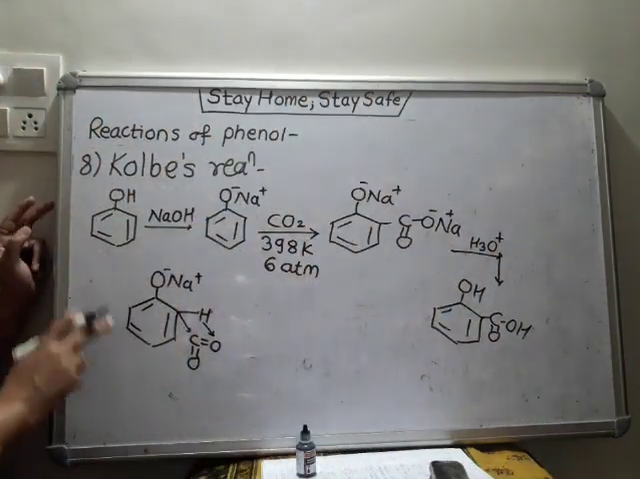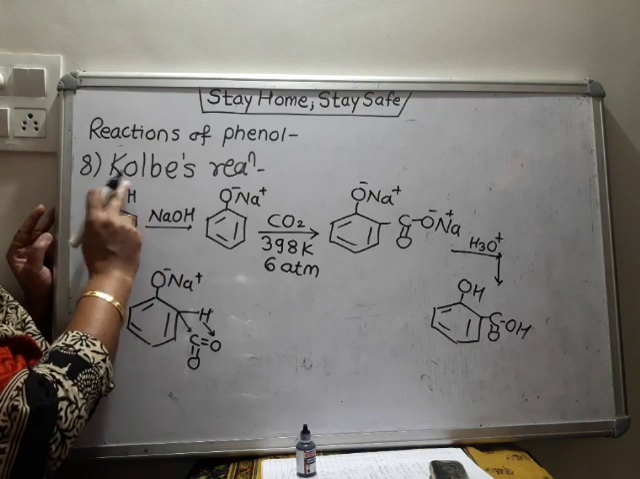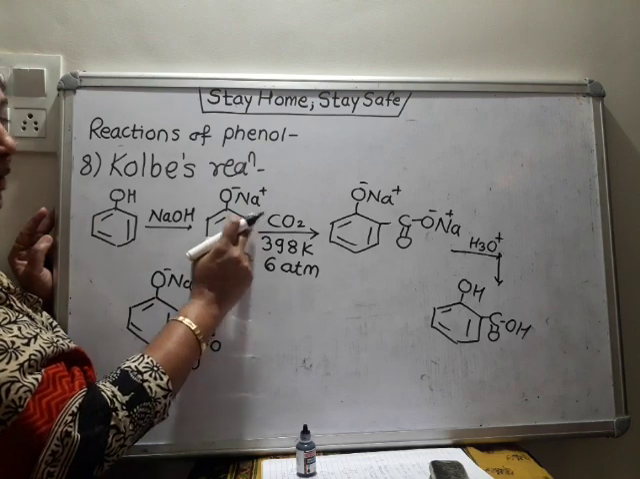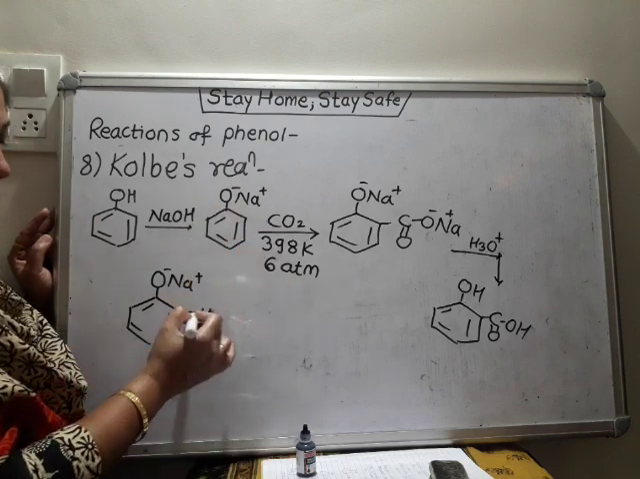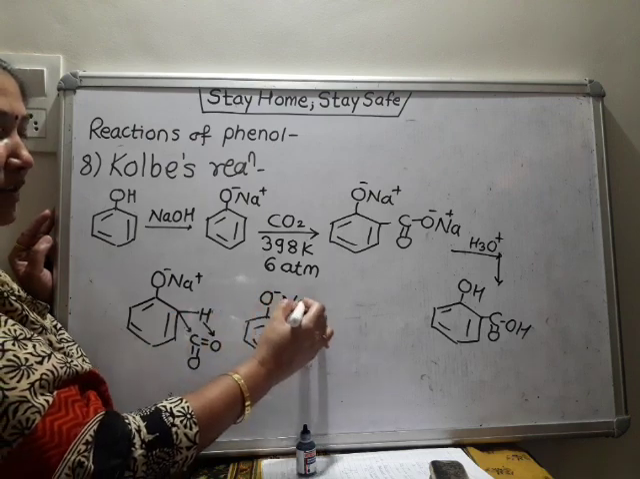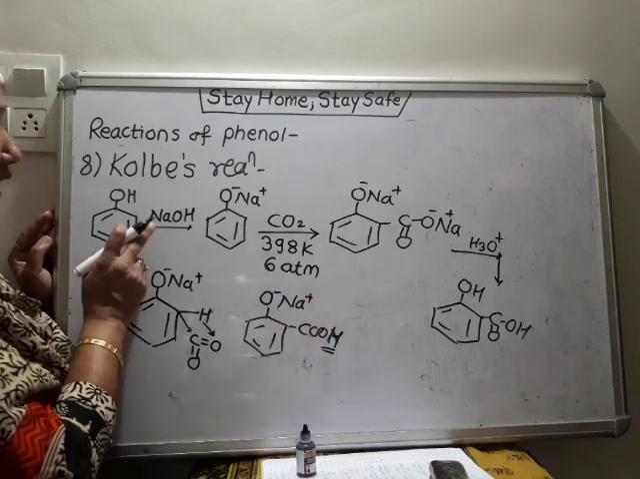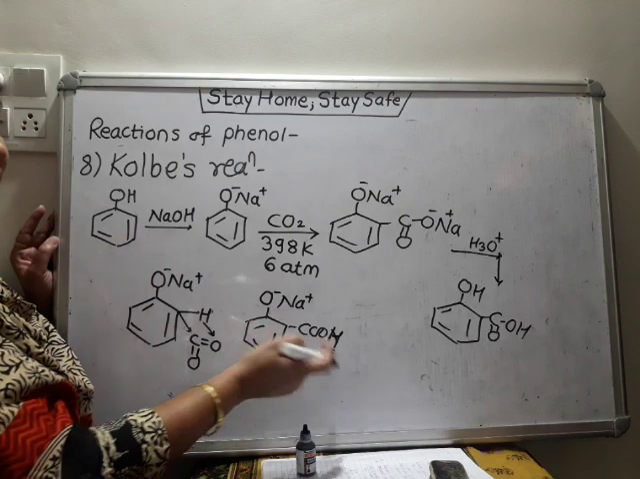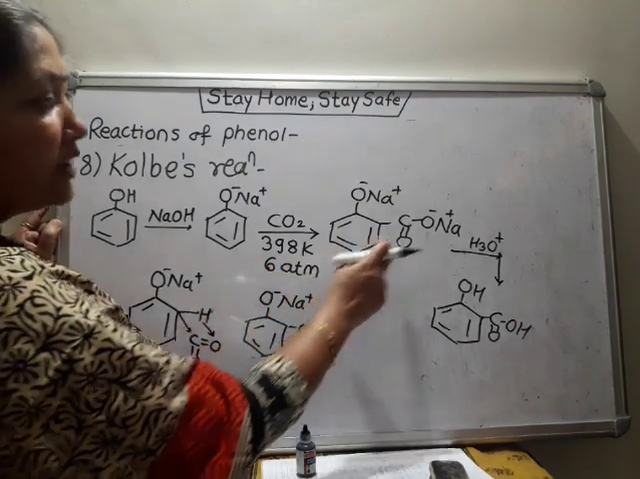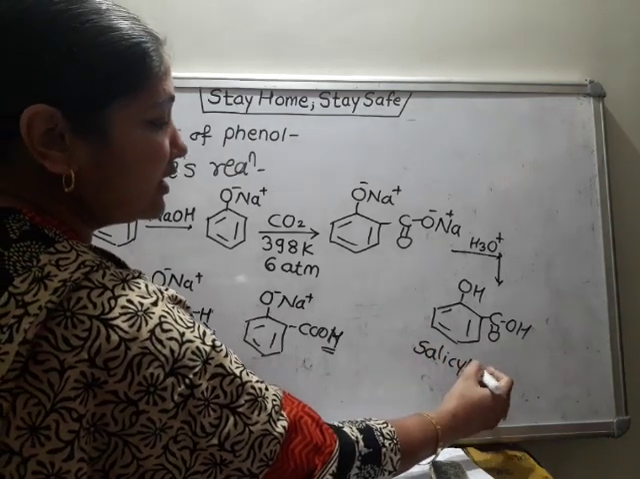One more time I'll tell. See, phenol reacts with NaOH, so NaOH protects this OH group. We get sodium phenoxide. We have to introduce a CO2 group at the ortho position. So CO2 is added at the ortho position and we get O minus Na plus and COOH as the product. But the reaction medium is alkaline. It is converted into this salt COO minus Na plus, and this is further hydrolyzed to this substance which is called salicylic acid.